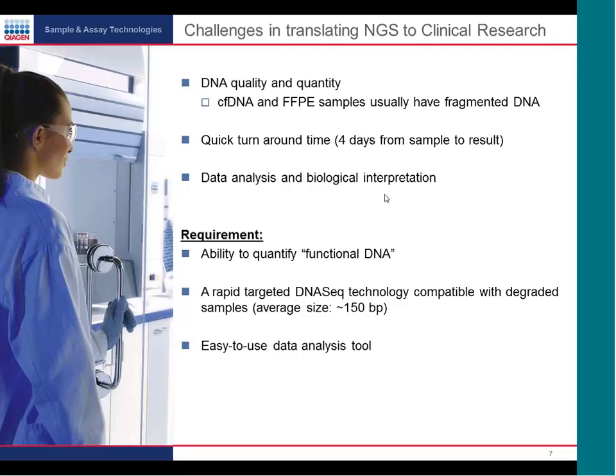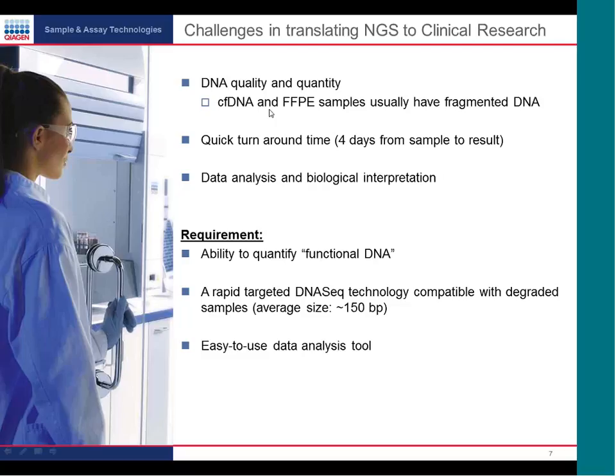To overcome these challenges, first of all, we require the ability to quantify functional DNA. And when I say functional DNA, I mean the DNA which is accessible for target enrichment. Then we need a DNA sequencing technology which is rapid and compatible with degraded samples, let's say FFPE and circulating free DNA samples, which have on average a DNA size of 150 base pair or so. And above all, we need easy-to-use data analysis tools. So these are the requirements to overcome the challenges listed above.